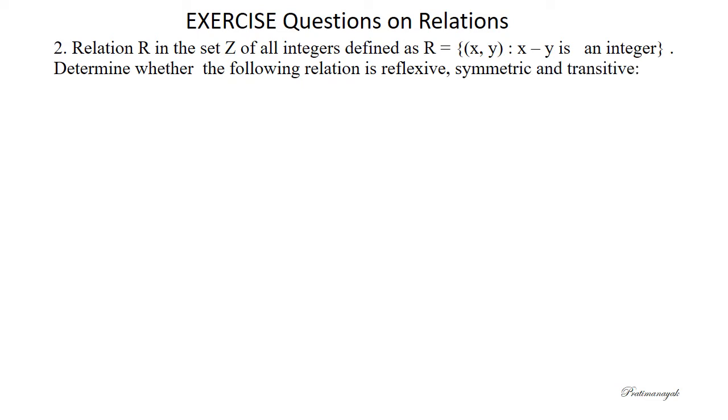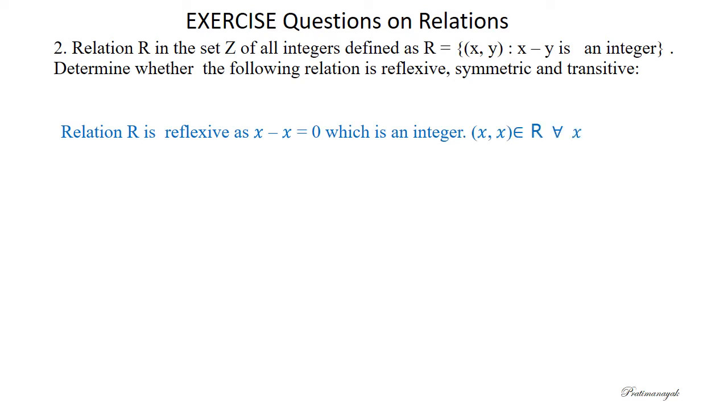Now, let us come to the solution. Relation R is reflexive as x - x is equal to 0, which is always an integer. So, (x, x) belongs to the relation for all x belongs to set of integers.